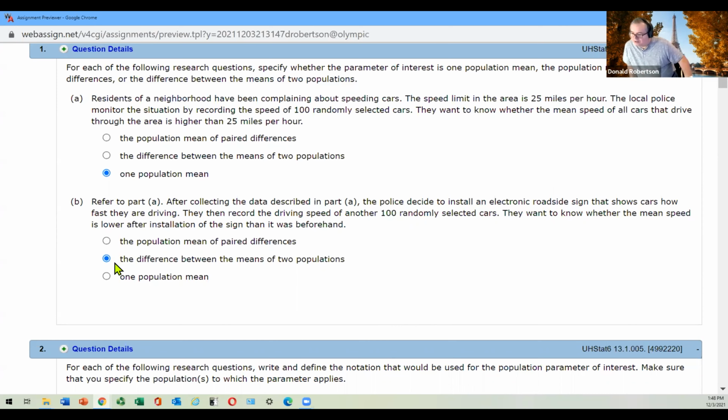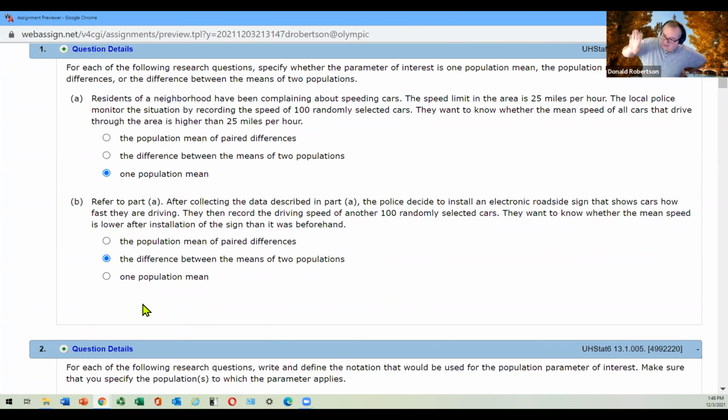Can you see that this story is now going to be the difference between two? Two months ago, I got 100, I got their speed. I installed the new gizmo. I went back today and I got a different 100 numbers, and I want to hopefully find out that they're reduced. That would have been a really good question for one of those: should any action be taken?